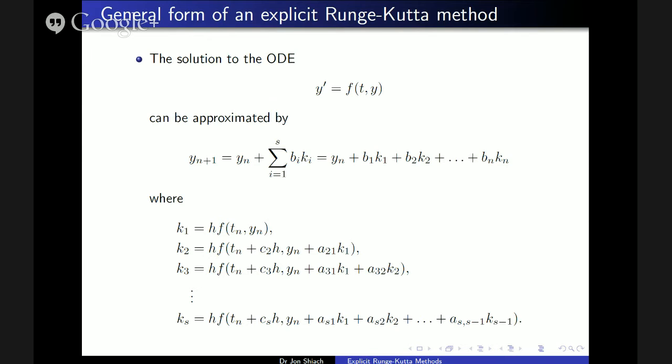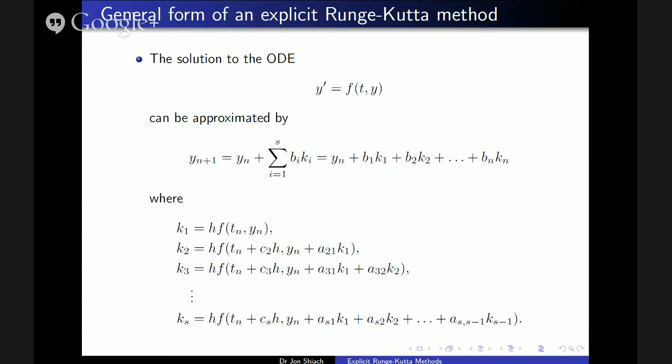Okay, if s is 2, we have to include this one here, and this introduces this c2 value. C2 will be some number between 0 and 1, so it will be t plus some fraction of our step length. So it's not quite the full step length, but some fraction of it. Remember, we have this function f of t, y. For k2, we replace t by t plus c2 times h, and we replace y by y plus a21 times k1. Now, a21 is an element of a matrix, and k1 happens to be whatever that previous stage was.